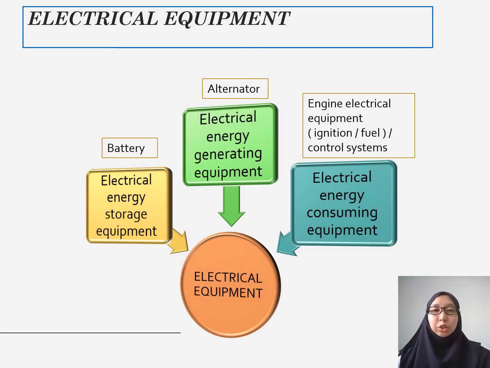Okay, so the electrical equipment in a vehicle can be classified into three categories. The first one is the equipment which stores the energy, for example the battery. The second one is the equipment that generates the electrical energy. So in a car we have this alternator. And the third one is the engine electrical equipment that consumes the electrical energy. Examples are the ignition system, the fuel system, and also control system.